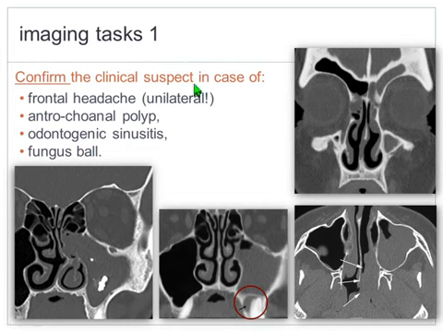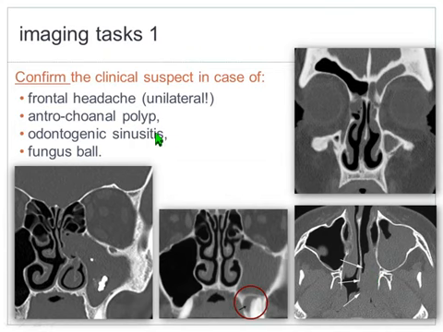Therefore, if we look at the different tasks of imaging, number 1 will be to confirm the clinical suspicion. In case of frontal headache, yes, there is a chronic situation in which we have, for that patient, a unilateral involvement of the sinonasal cavity. We can have a condition that is called the antrochoanal polyp, in which the retention cyst is also passing through the infundibulum or another part of the maxillary sinus and reach the choana. So it will block the passage of the airway.